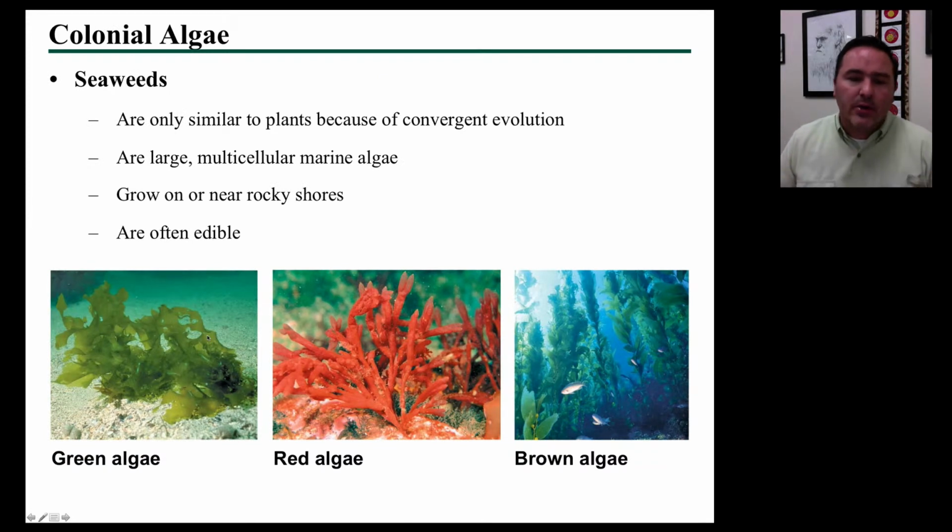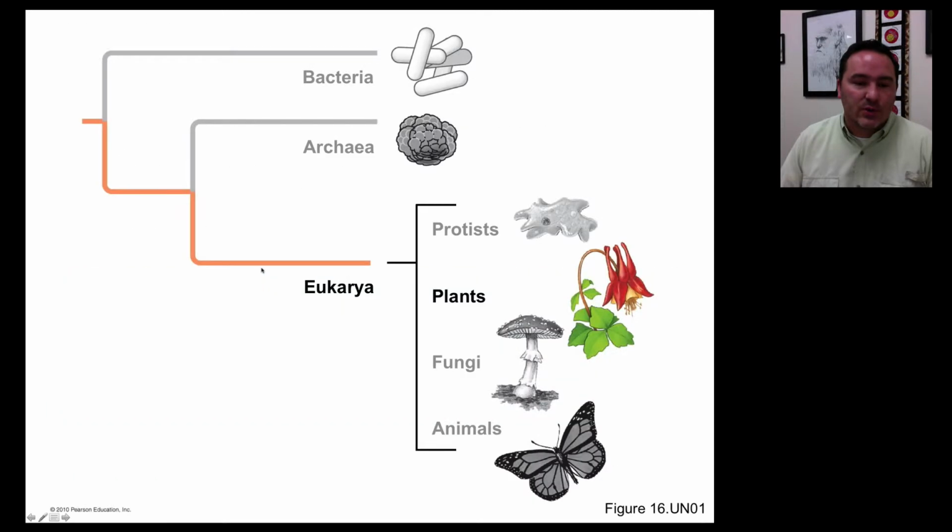Algae can also be colonial, and a wonderful example of colonial algae is seaweed. Many people think that seaweeds are like plants, but they're actually not. They're algae. The process of convergent evolution has made seaweed look like a plant when indeed it is an algae. Of course, many of these are edible and they grow on the shorelines. So that gives a quick overview of the Protists. Again, look online for additional information about the Protists, but then we can come to the plants.